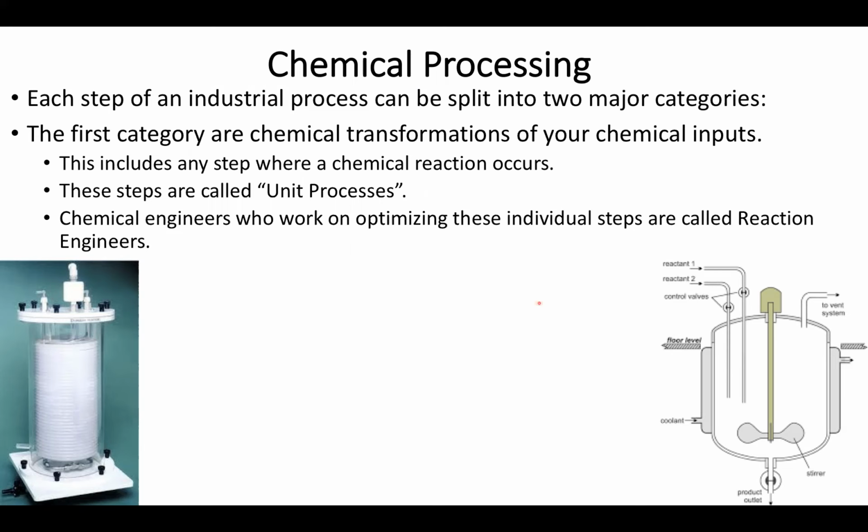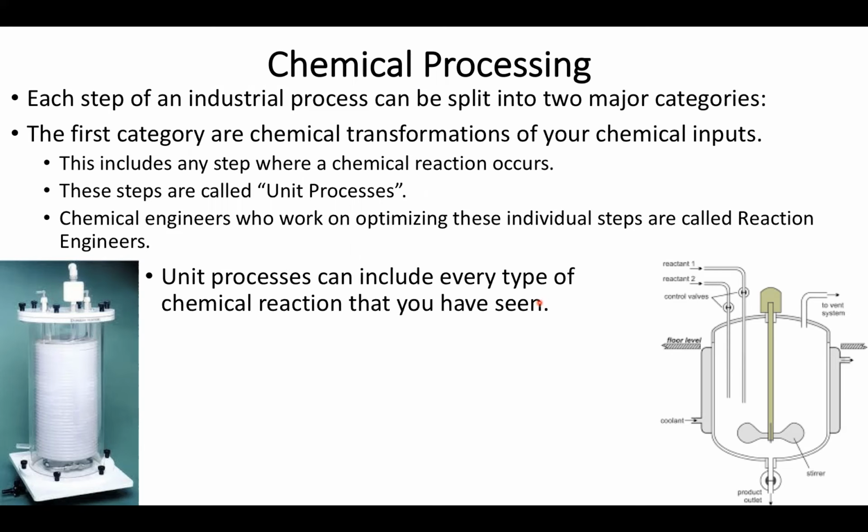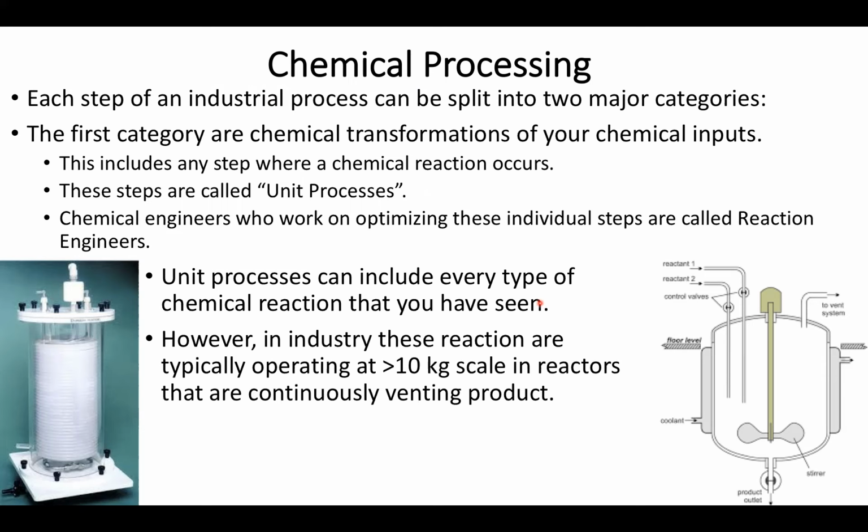Where most of the pay actually ends up going to is going to be into the second type. But unit processes are essentially every type of chemical reaction you've seen. If there's a reaction, it's a unit process. The biggest difference is going to be about scale.